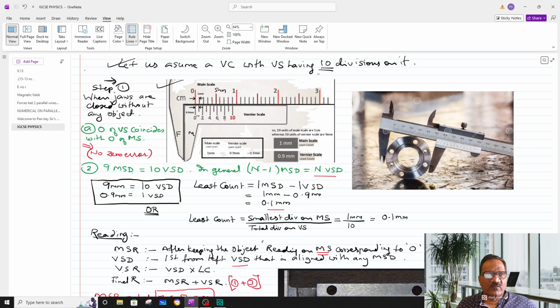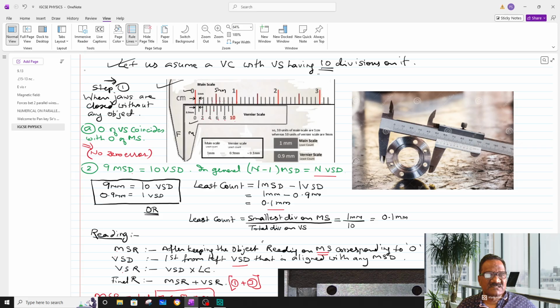Now what you have to do is, when the two jaws are closed without any object, just check whether the 0 of the vernier, that is this, and the 0 of the main scale, that is this, are aligned or not. Aligned means they lie along the same vertical line. In this case, I can see that the 0 of the vernier and the 0 of the main scale are exactly aligned. They both are in the same straight line.